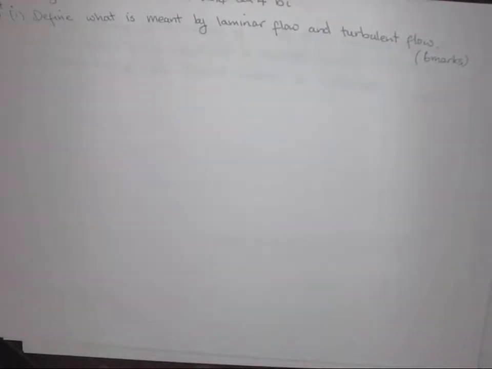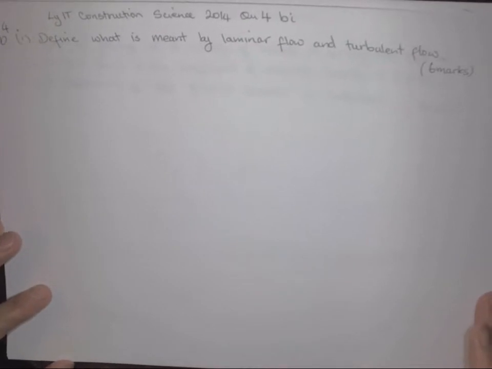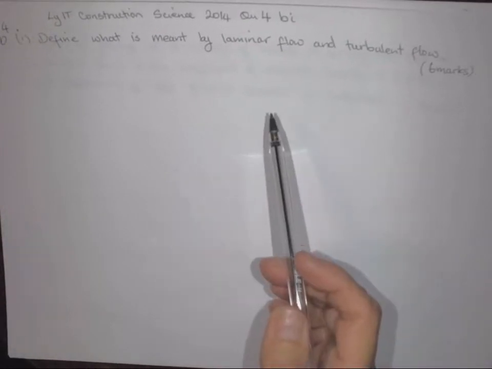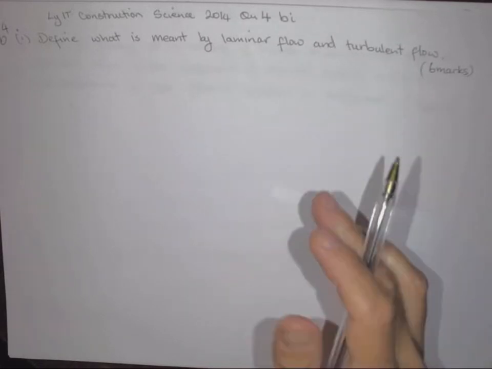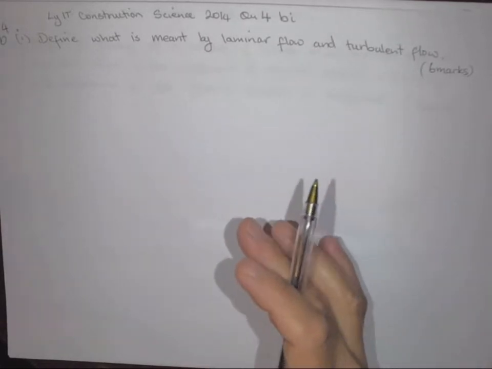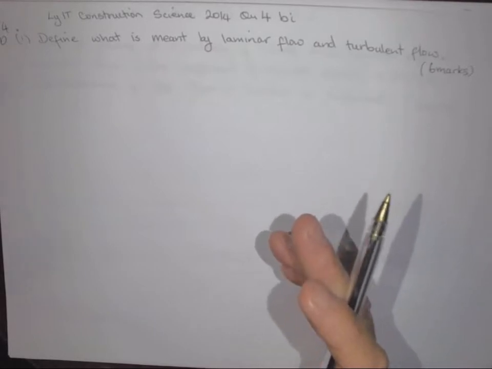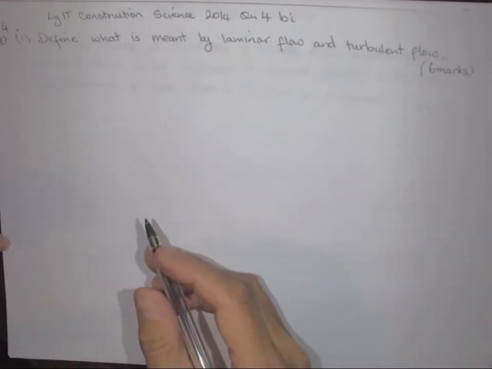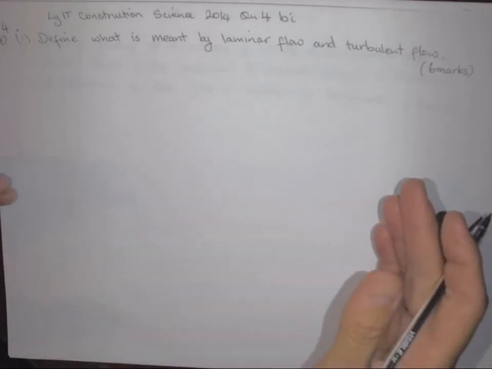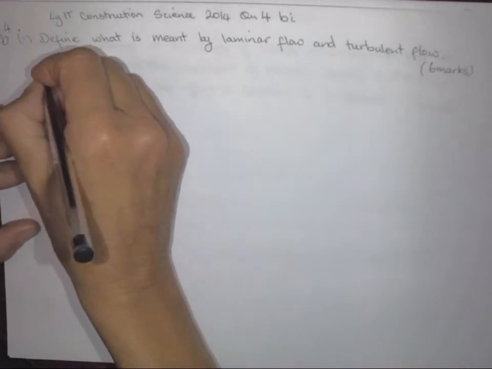Okay. So now the next part, 4B. What is meant by laminar flow and turbulent flow? Right. There's three types of flow: laminar flow, transient flow, and turbulent flow. The laminar flow generally occurs with thick liquids that move nice and slowly. So basically the molecules in the liquid move at the same speed and in the same direction.